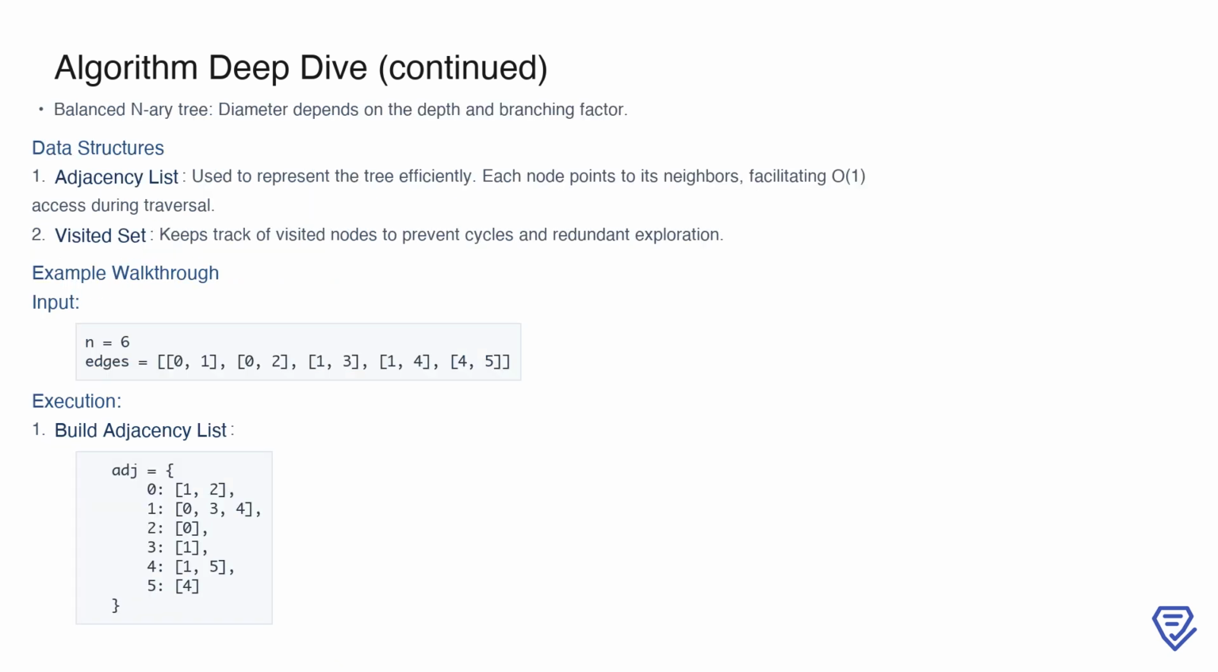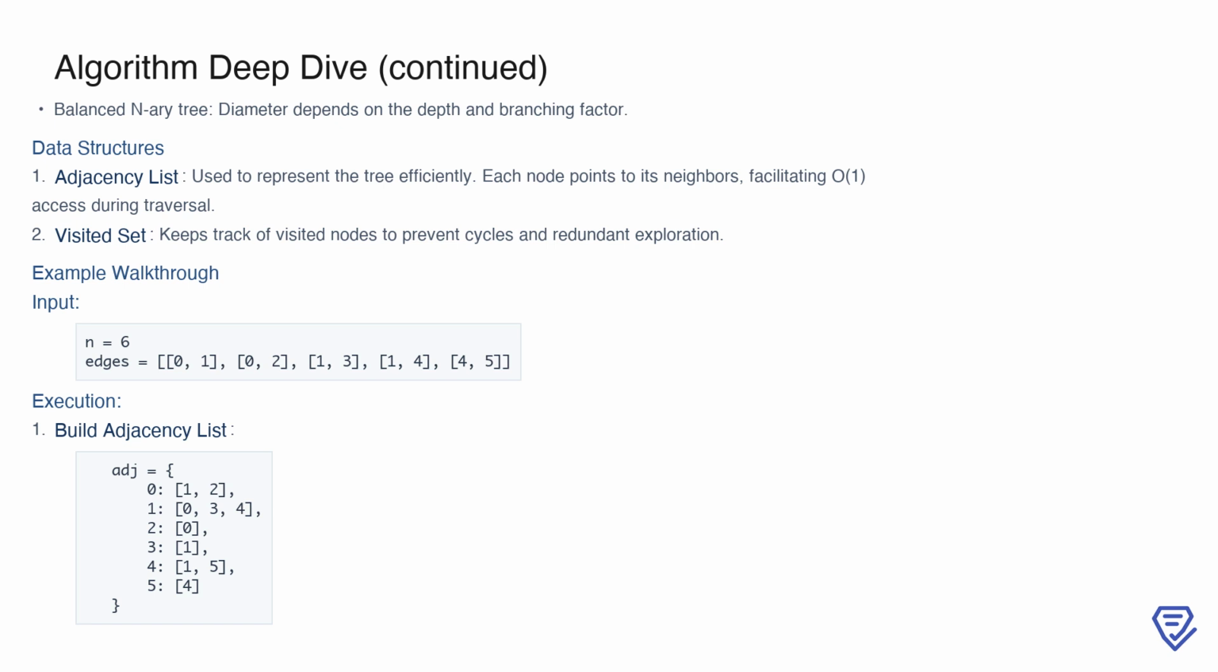For additional context, let's consider edge cases and the data structures we'll use. Trees have unique properties, such as having exactly one path between any two nodes, which simplifies the traversal logic. For instance, in a single-node tree, the diameter is 0 since there are no edges. In a linear tree, where nodes form a straight line, the diameter equals the number of edges. For balanced N-Ary trees, the diameter depends on the depth of the tree and its branching factor.